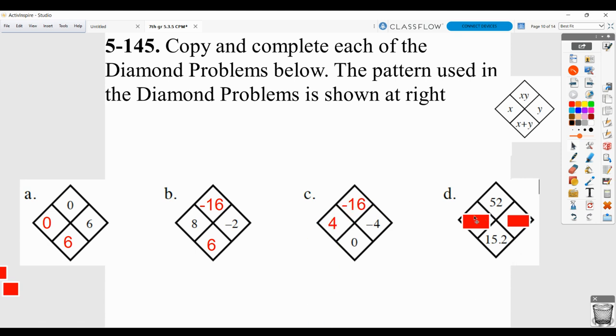And here we're looking for two values that will multiply to give us 52 and add to give us 15.2. Those are 5.2 and 10. So 10 times 5 and 2 tenths gives you 52. 5 and 2 tenths plus 10 gives you 15 and 2 tenths.